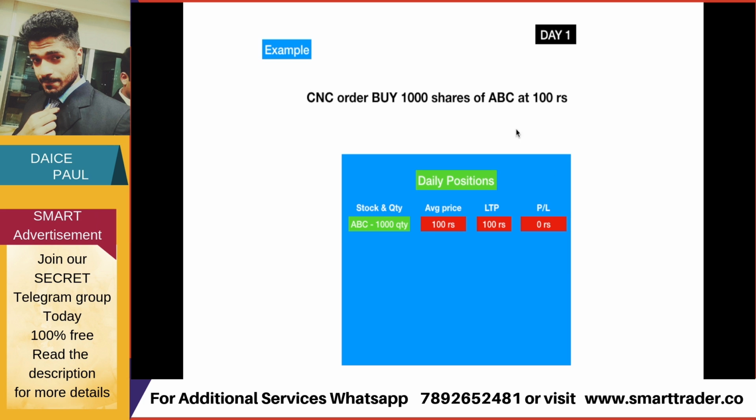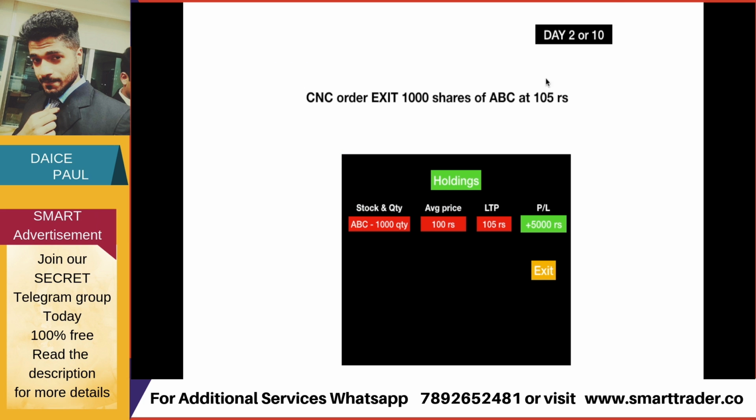So what I will do, I took this particular position. I'm not selling it on the same day, not an intraday. I'm going to hold it for 2 days or 10 days so that I can book some profit. Then I will wait for 2 days or 10 days like this. So what will happen? The stock would have gone to 105 rupees.